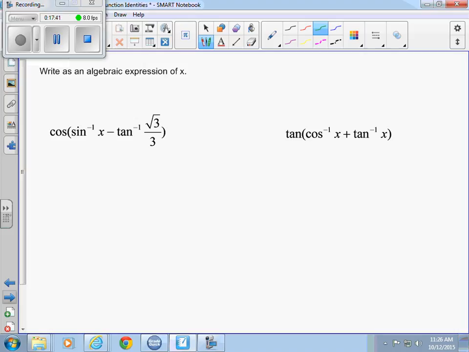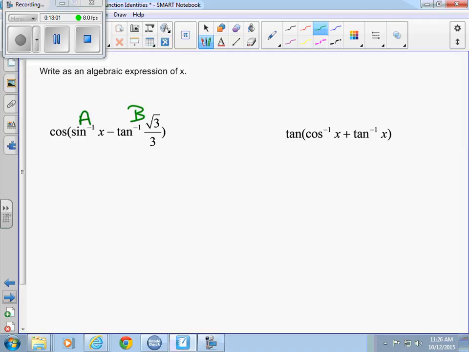Write an algebraic expression for x. I don't even know if you have any in your homework this hard, but just so you know. Would you agree that this is some angle? Sine inverse is some angle? And this is some other angle? Yes.